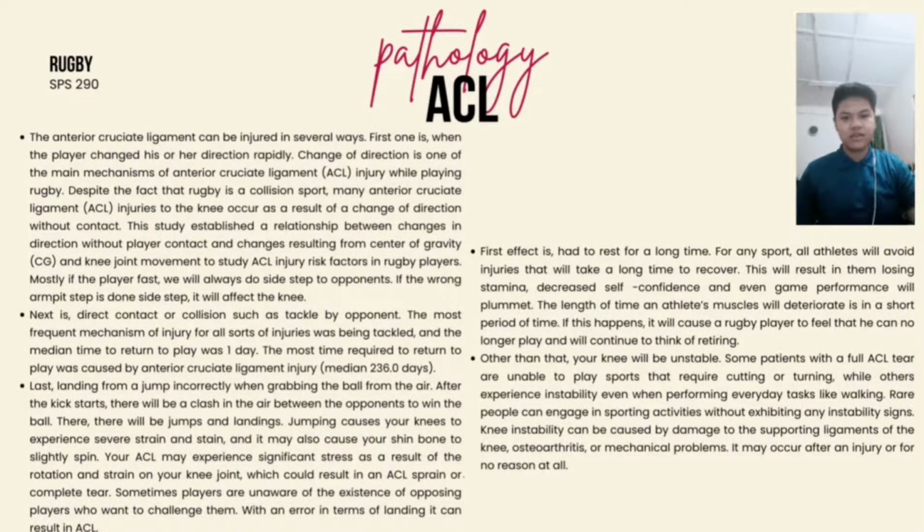Okay, hi, Assalamualaikum. My name is Amirul Azam. So now I will explain about the pathology, cause and effect of the injury. The first injury is ACL. The anterior cruciate ligament can be injured in several ways. First one is when the player changes his or her direction rapidly. Change of direction is one of the main mechanisms of ACL injury while playing rugby.